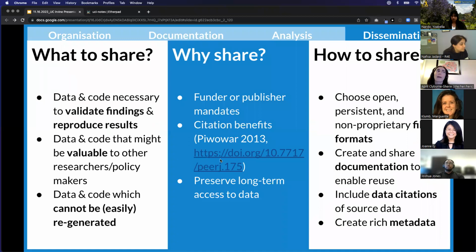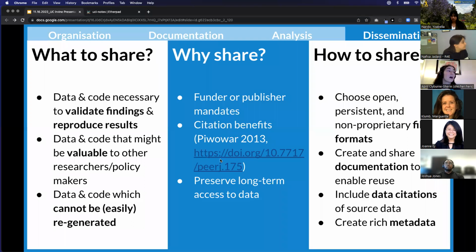First of all, you want to think about what you want to share. It's important to share any of the materials that are necessary to validate the findings that you're publishing, as well as to reproduce the results so they can be built upon. You want to share any data and code that could be valuable to other researchers and also policymakers. So there's a lot of different stakeholders beyond just researchers that might want to reuse your data and code.